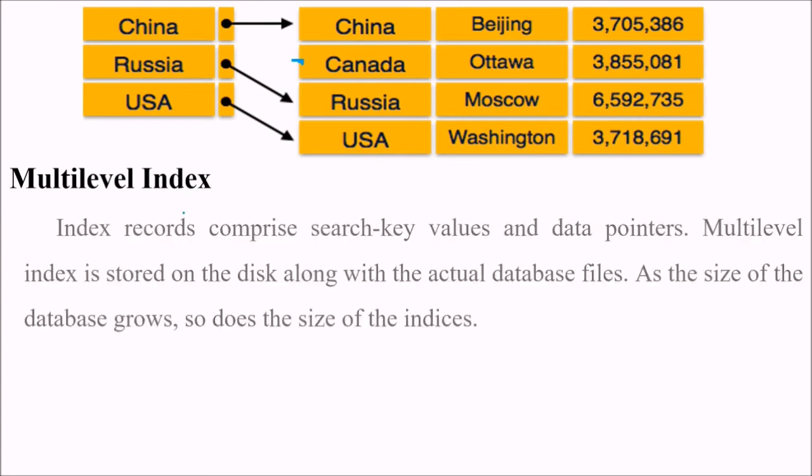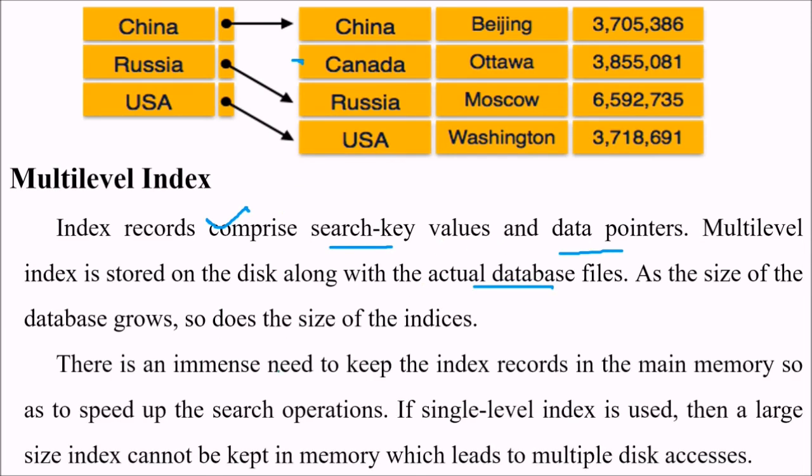Multi-level index. In a multi-level index, the index records comprise a search key value and a data pointer. This is the multi-level index. A multi-level index is stored on the disk along with the actual database files. As the size of the database grows, so does the size of the index. So there is an immense need to keep the index records in the main memory, just to speed up the search operation.